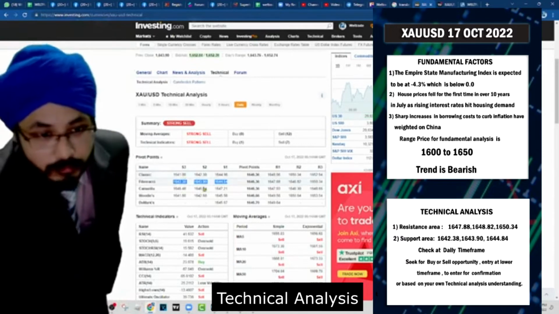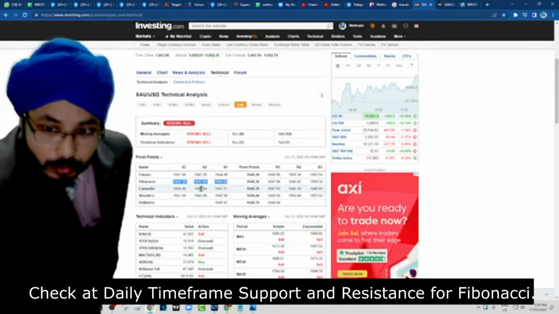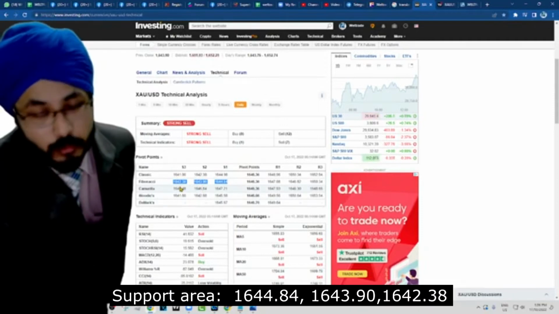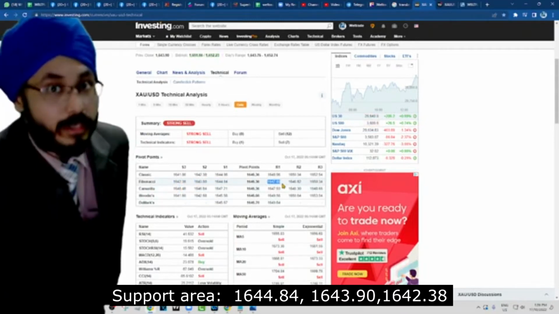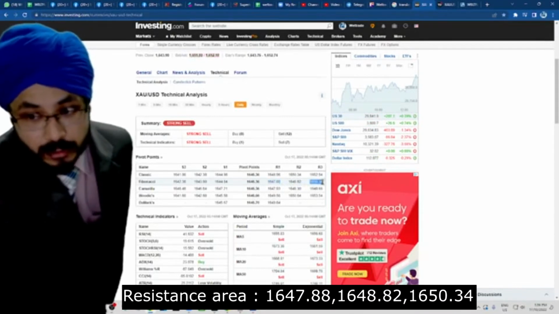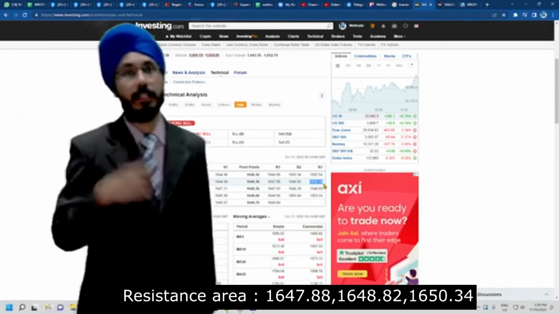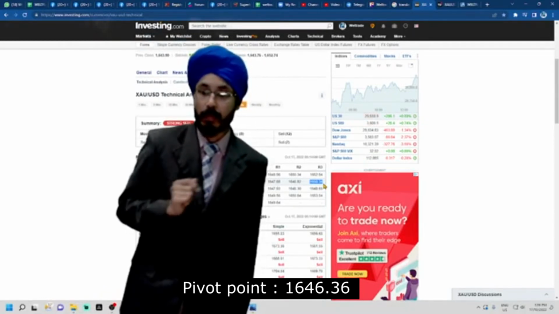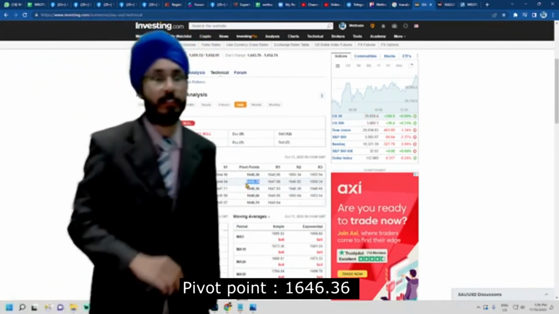The first support point that we can look at is 1644.84. The second support point that we can look at is 1643.90, and the third support point that we can look at is 1642.38. And for our resistance points, we can look at 1647.88. For resistance 2, we can look at 1648.82. And for resistance 3, we can look for 1650.34. These are the support points and these are the resistance points that we can look at based on Fibonacci. And our pivot point over here, which would also be our take profit, would be at 1646.36.